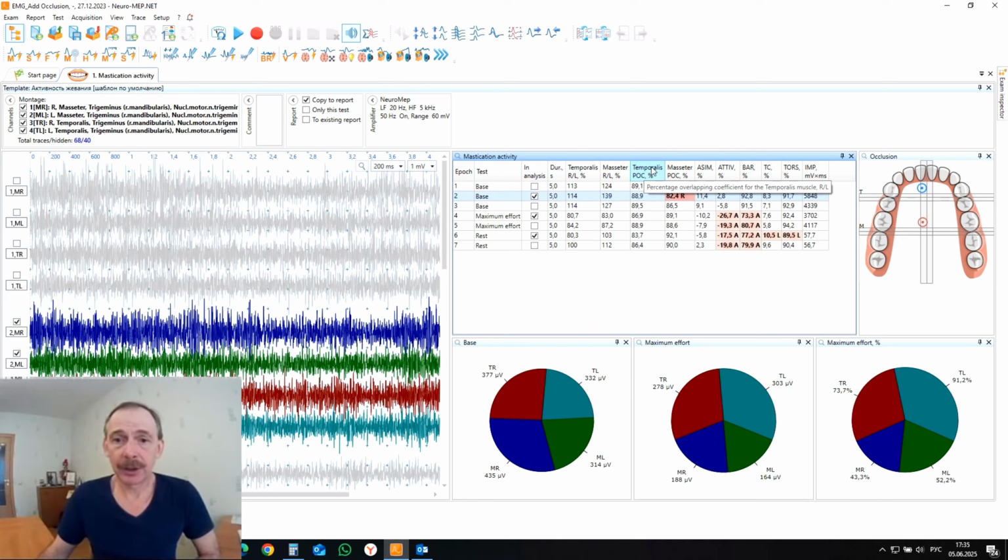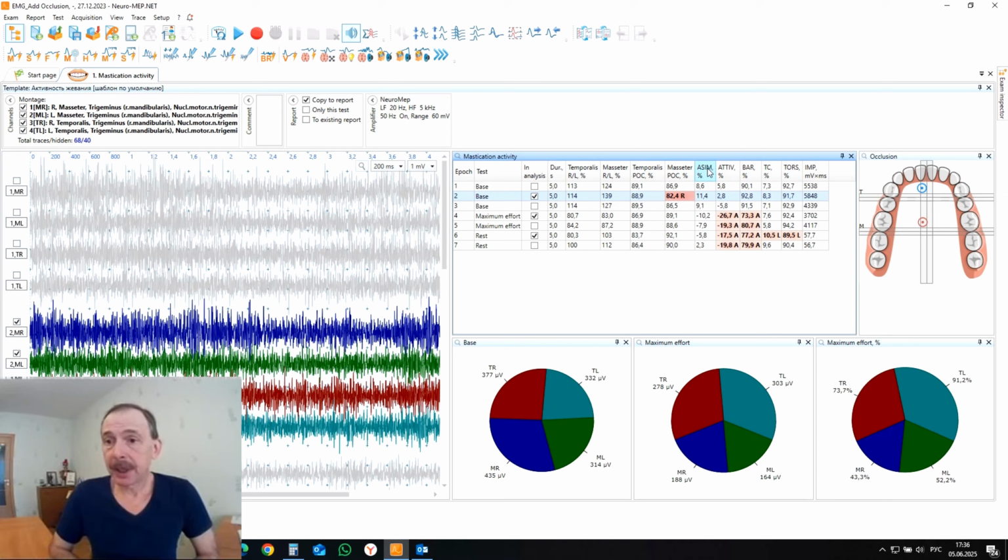You can of course use this right to left ratio, but it is more correct to consider the norm based on the POC coefficient. If the parameter is lower than 83%, then there is a side predominance. Here we see that the right side prevails, although of course this is a basic curve and probably it is not so interesting to us.